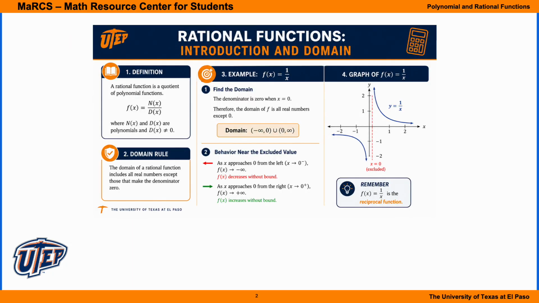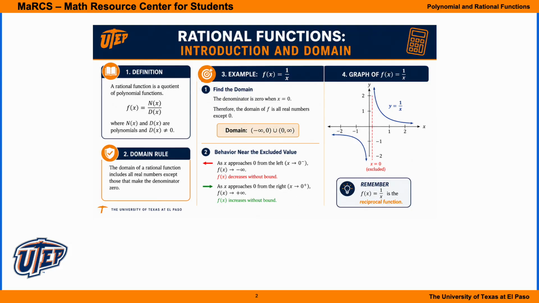A rational function is a quotient of polynomial functions. That means we can write f of x in the form n of x divided by d of x, where both n of x and d of x are polynomials, and d of x is not equal to 0 because division by 0 is undefined. So that leads us to our domain rule. The domain of a rational function includes all real numbers except those that make the denominator 0.